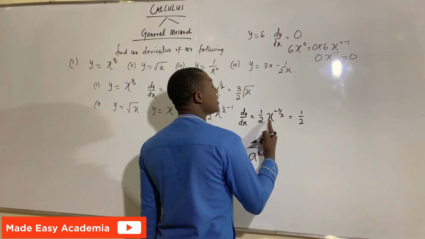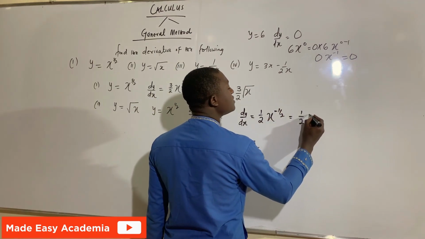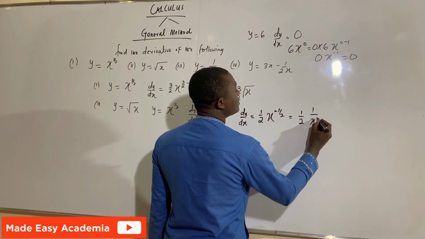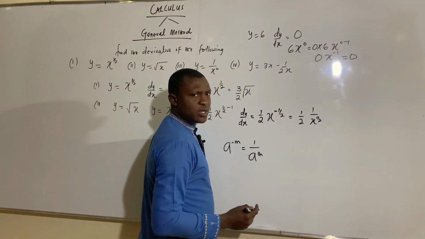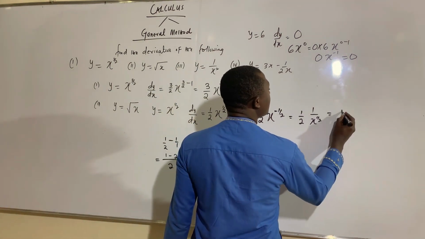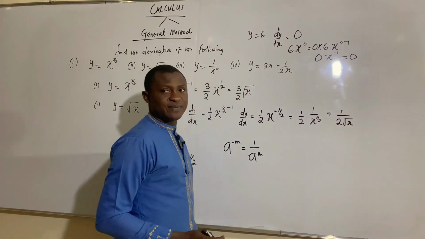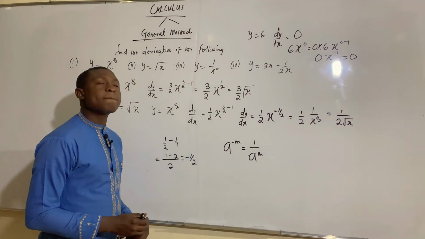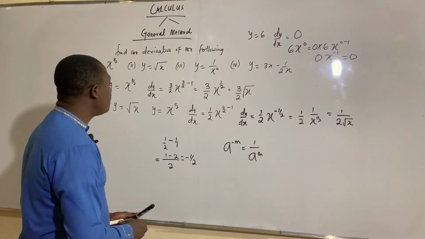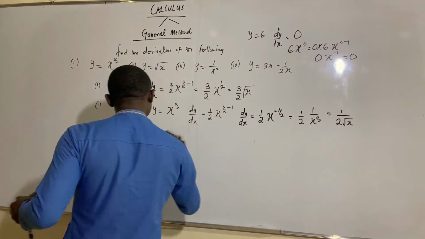Since I have x raised to the power of minus 1 over 2, I can see this is the same thing as 1 over x raised to the power of 1 over 2. You get that one right? So 1 times 1, that one can be 1, then 2 root of x. I hope you are getting it right. Yeah, good. Let's move further. Let's see the next one.